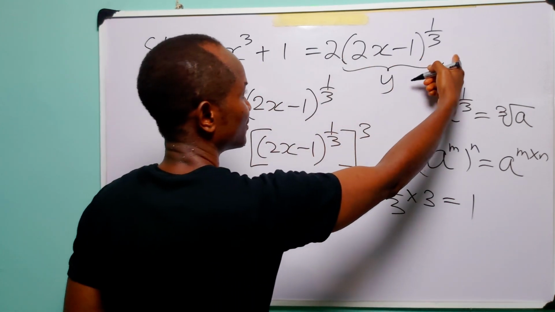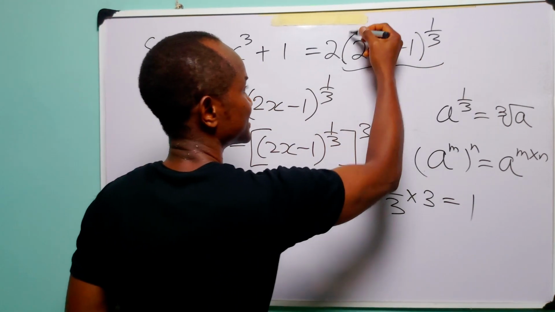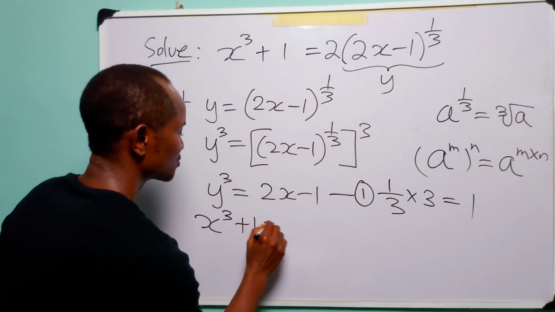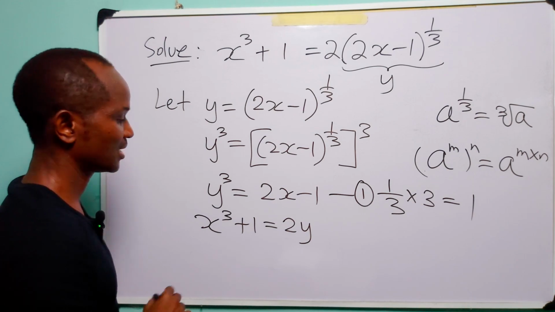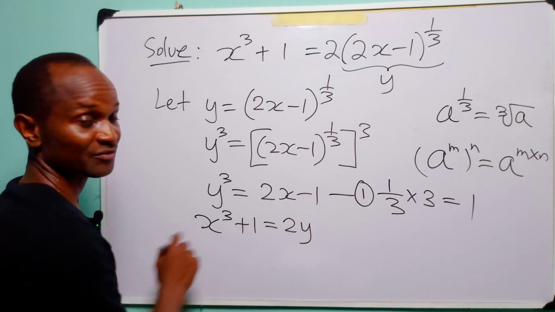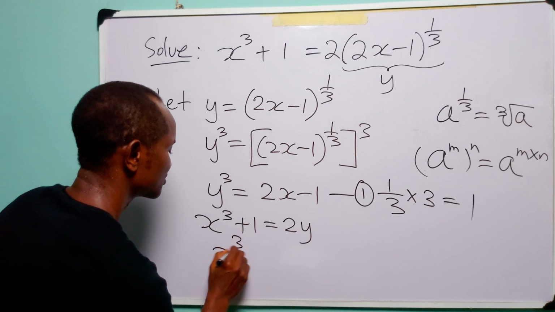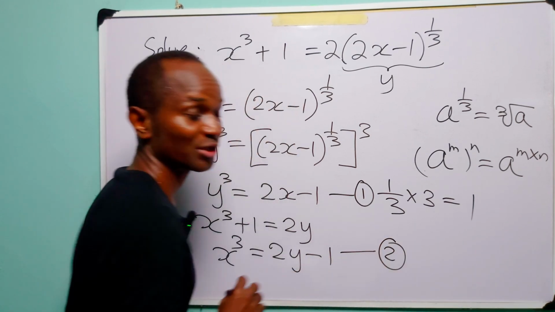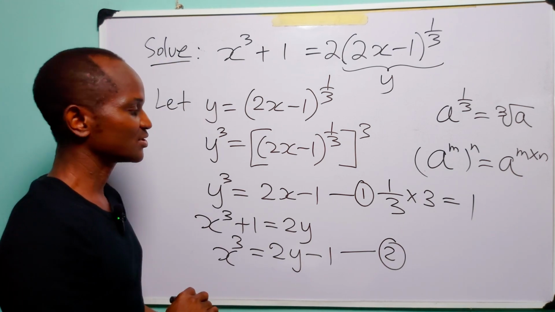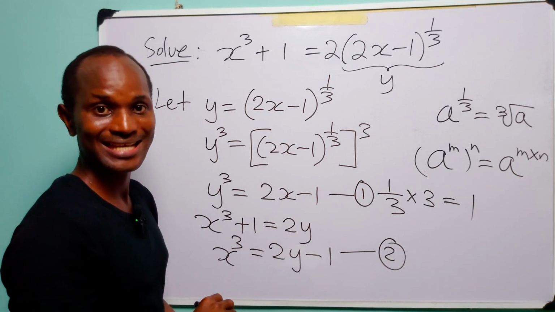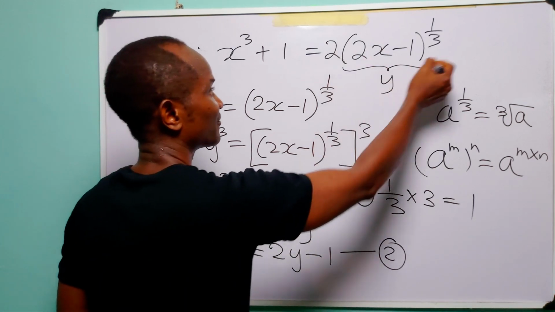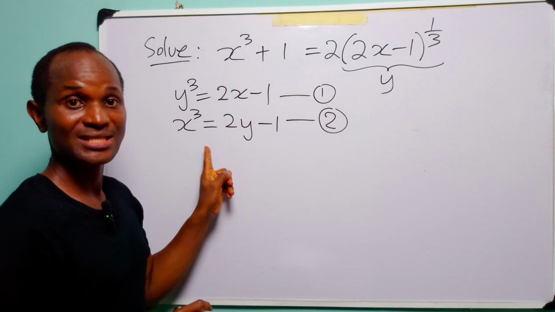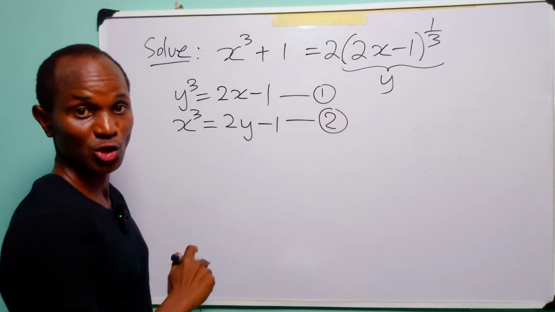Now, from the original equation, since we have replaced this with y, we now have x cubed plus 1 is equal to 2y. When we subtract 1 from both sides of this equation, we have x cubed is equal to 2y minus 1, and let this be equation 2. Our aim is to find a relationship between x and y that is going to help us simplify and solve this equation. Now that we have these two equations, let us subtract equation 1 from equation 2.